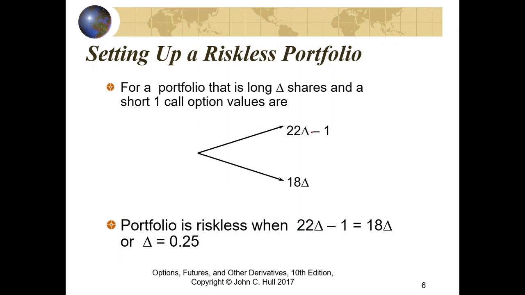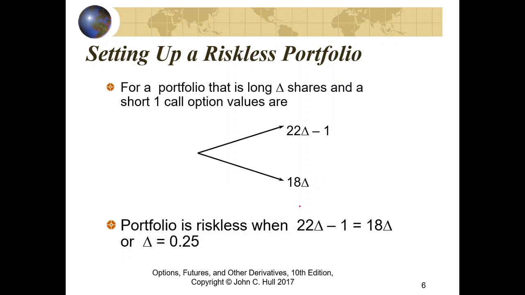And the value of the portfolio, if the price of the stock went up, is 22, the price of the stock, times the number of stocks I have, minus the payoff. Why minus the payoff? Because I took a short position, which means I'm going to pay the payoff. So the value of the portfolio will be 22 times delta minus 1. If the price of the stock went down, then the value of the portfolio is 18 times delta, and since the option is out of the money, we should ignore its value.